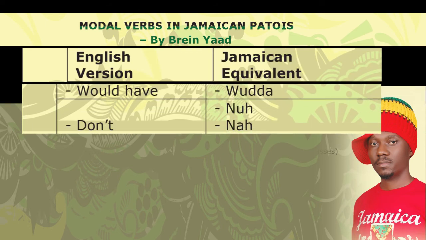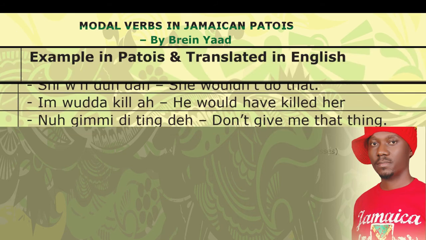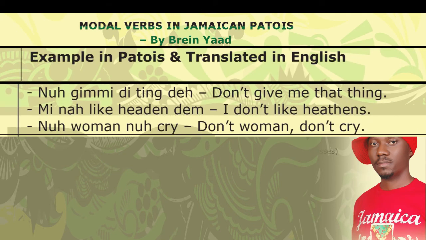Then we go to modal verb don't. If you want to say don't in Jamaican, we say nuh, N-U-H, or na, or N-O-H, no. So, for example, somebody says, no give me the thing there. Meaning, don't give me that thing.